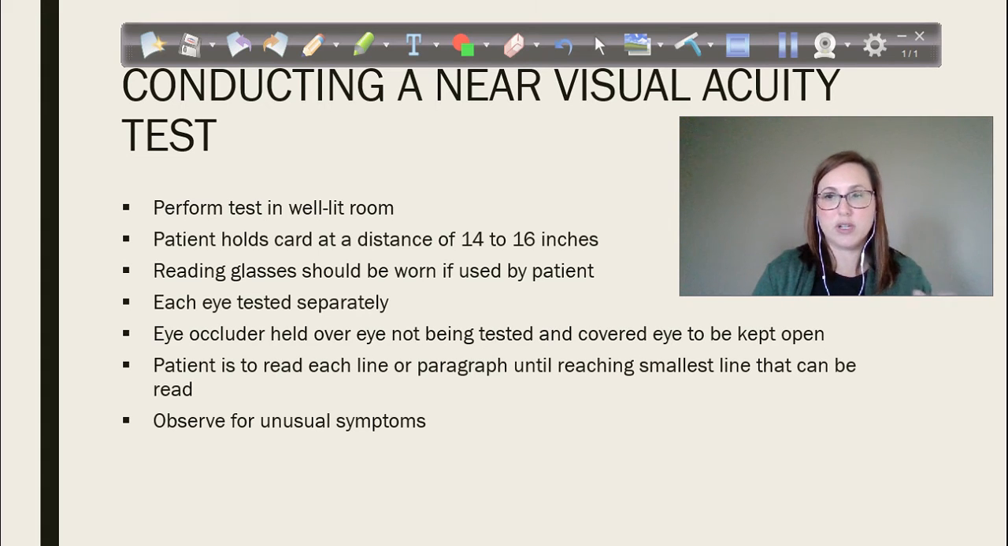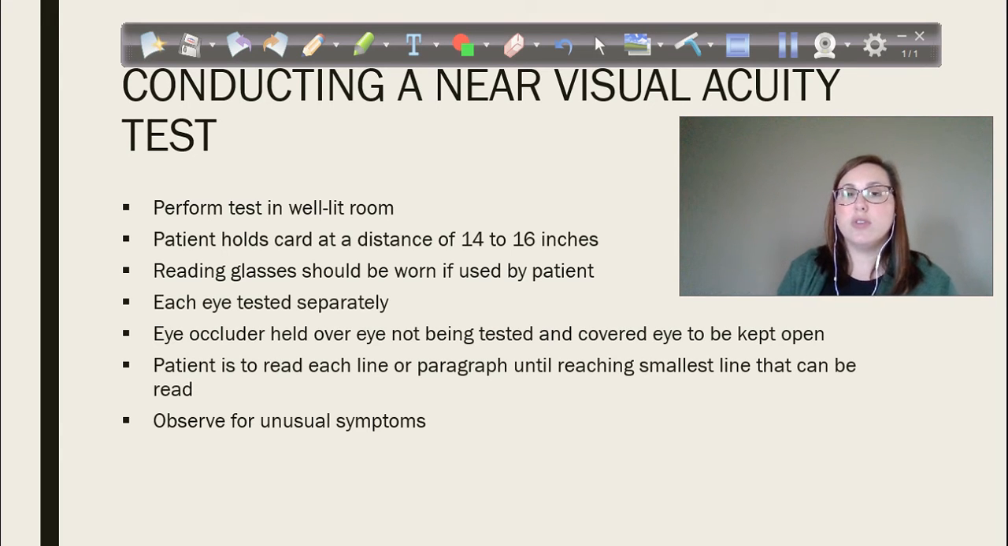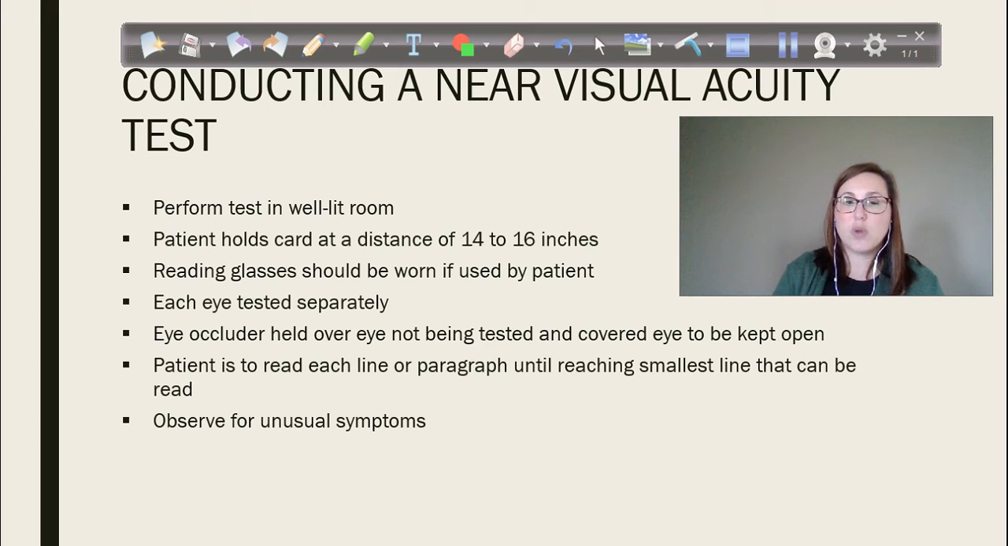So all of these tests, you're going to test each eye separately. Again, the eye occluder over the eye not being tested, and you want them to keep both of their eyes open. And then the patient's going to read one line or one paragraph until they reach the smallest line that can be read. And you're going to want to assess for any unusual symptoms.